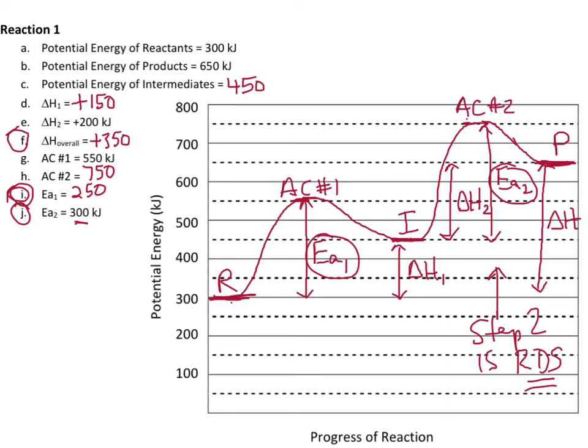The overall process was endothermic, and both steps were also endothermic because the delta H's are all positive. So there's a good example of sketching a potential energy diagram.